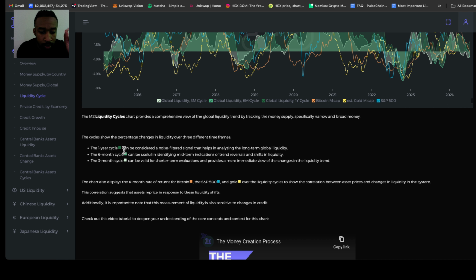which can basically be considered a noise filtering signal that helps in analyzing the long-term global liquidity. And that's what we really, really are in it for, the long term. But to get a little bit more detail in there, we can look at the six-month cycle, and then we can look at the three-month cycle to give us a little bit more short-term and mid-term indications of what's going on in the liquidity cycle.